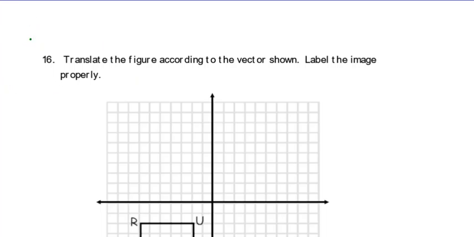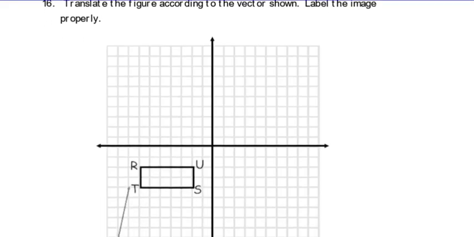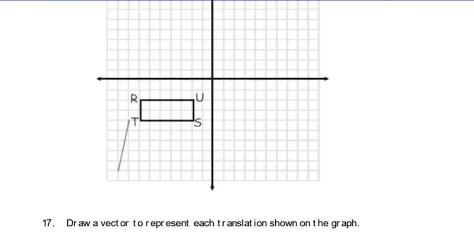We have 16. Translate the figure according to the vector shown and label the image properly. Well, the vector is telling us to go from here to there. I know it's going up to the right because the arrow is at the top here. So we need to move up 1, 2, 3, 4, 5, and to the right 1. So up 5, right 1. I need to do that with each corner.